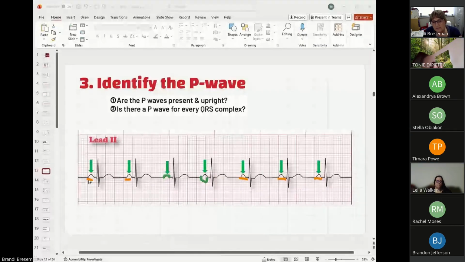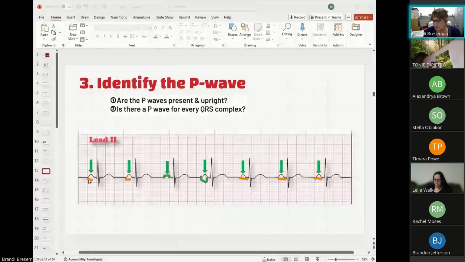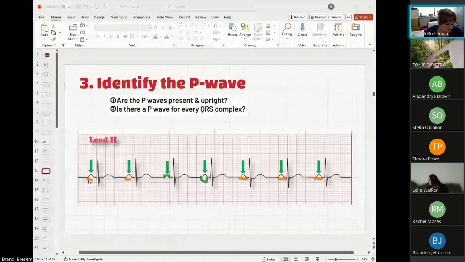If it's not upright, it is still considered a P wave, but when we start talking about how we interpret rhythms, some rhythms will have that inverted P wave. And that's going to help us determine what rhythm our patient's in.